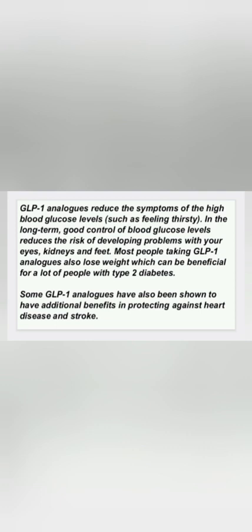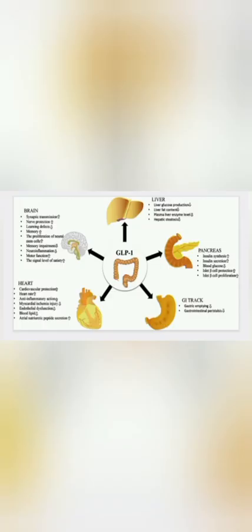GLP-1 analogs reduce the symptoms of high blood glucose levels, such as feeling thirsty. In the long term, good control of the blood glucose level reduces the risk of developing problems with your eyes, kidneys, and feet. Some GLP-1 analogs have also been shown to have additional benefits in protecting against heart disease and stroke. Mode of action of the GLP analog on brain, heart, GI tract, pancreas, and liver.